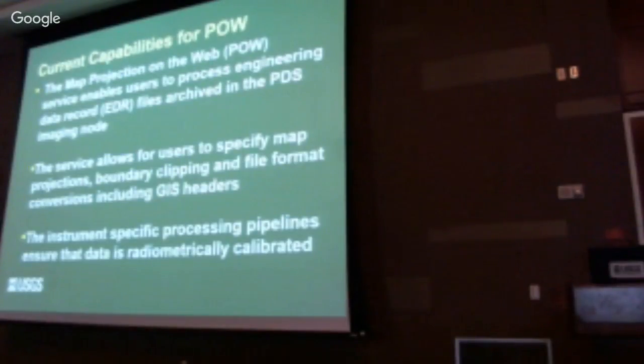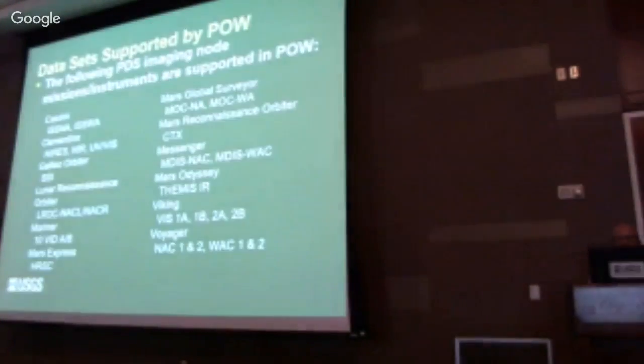So some of the current capabilities for the map projection on the web: it works with the EDR data in the PDS, lets you specify map projections, boundary clippings, set your file format for whatever you're working with, including GIS headers. And then the pipelines are using known pipelines within the USGS to try and improve the image quality for the different instruments you're working with. So you don't necessarily need to learn all the details of each instrument. Here's the instruments currently supported. This is based on whether there's an ISIS 3 camera model and a couple other pieces we need to make sure we can provide the full functionality on the back-end side for the processing we do.